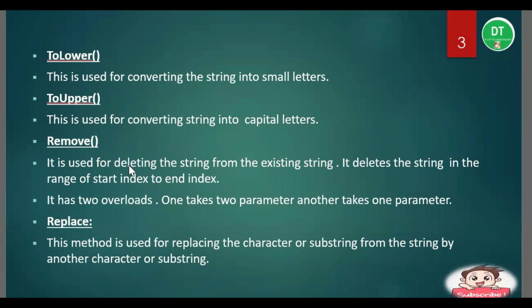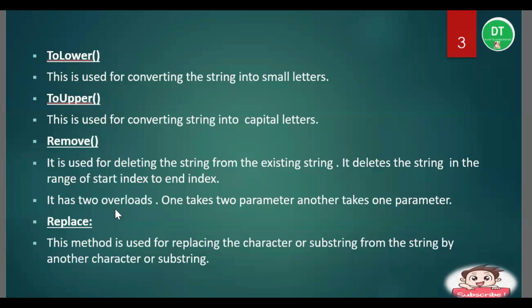If we want to remove or delete something from the string, then we can use the Remove method. It deletes the string in the range of start index to the end index. So we have to give start and end index for removing. Suppose my string length is 6 and I want to remove the first 3 letters of the string, then I have to give 0 as the start index and 2 as the last index, because indexing starts from 0, not from 1, so the third will be at 2.